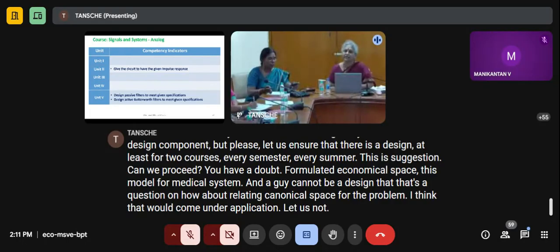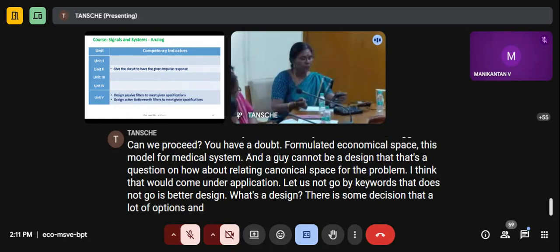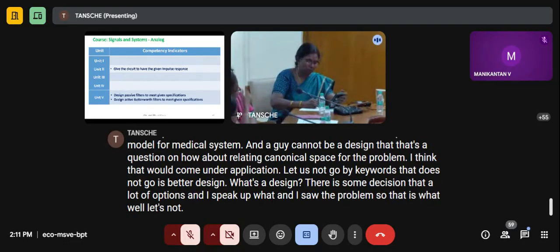Let us not go by keywords. Is there a design? What's a design? There is some decision. There are a lot of options, and I pick one and solve the problem. Let's not go by keyword, as some software tools will look at a keyword and map.